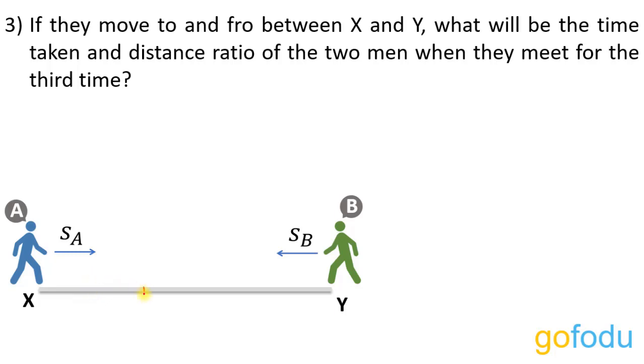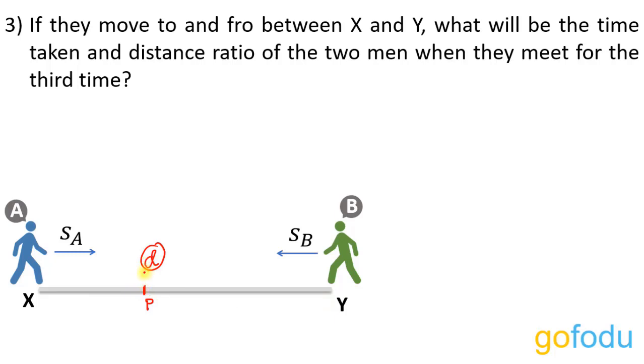Their first meeting happens at this point P. So when they meet for the first time, A came from X to P and B came from Y to P. So both A and B together must have covered D distance in order to meet here at P. Right? This XP plus PY is D only. Total distance is D. So in order to meet for the first time, they together covered D distance.